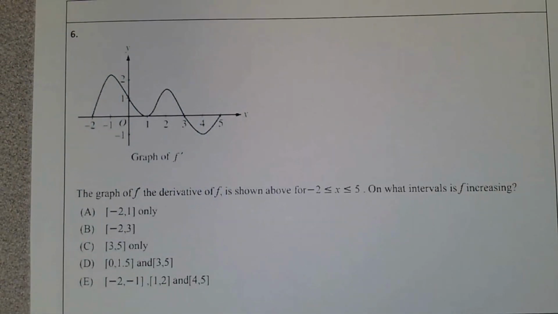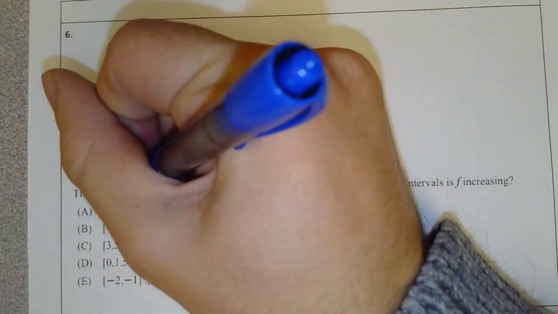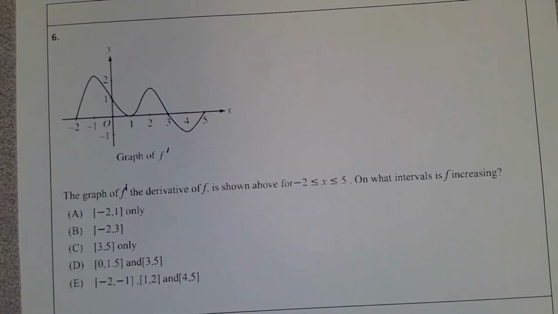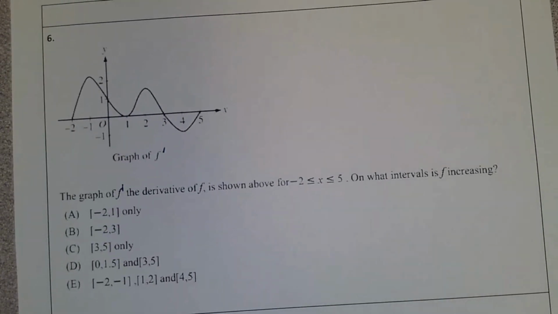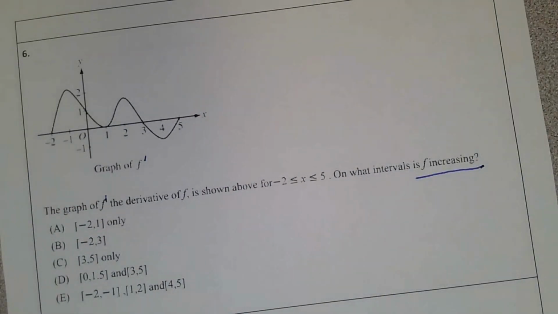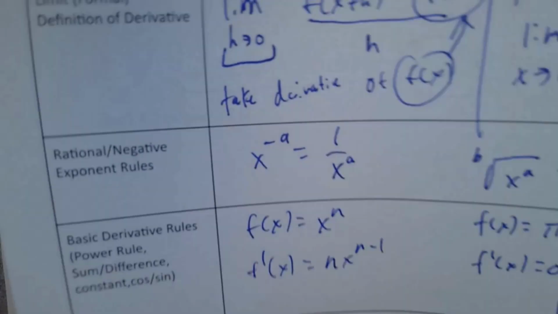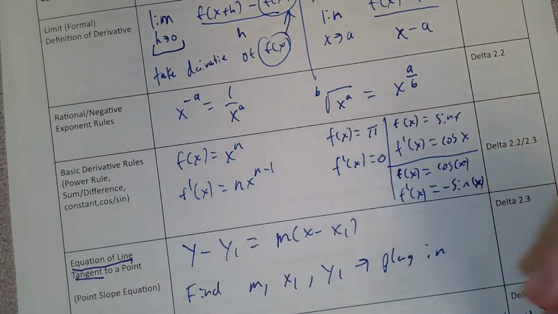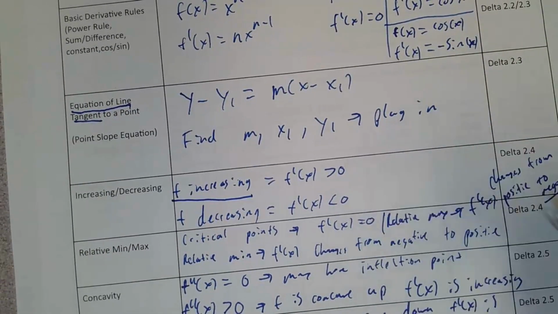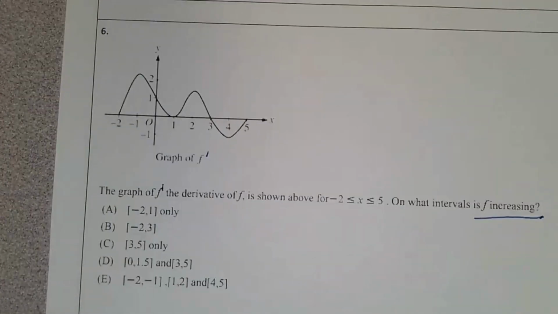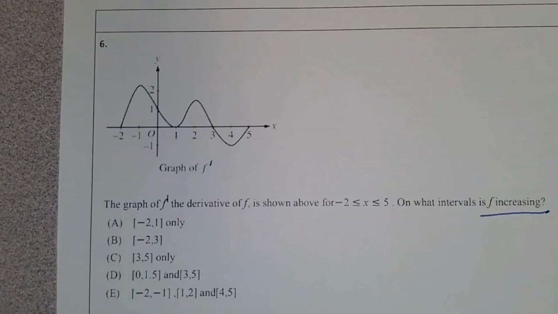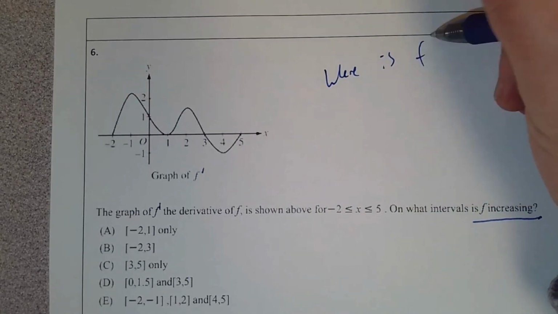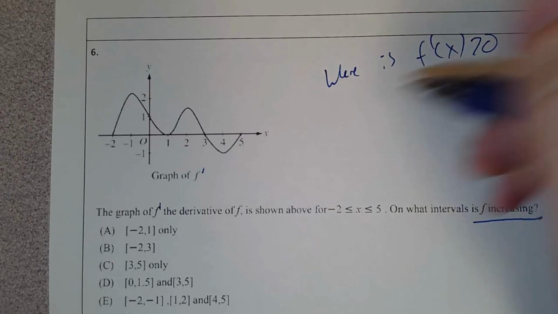The graph of f prime, let me get really clear, this is f prime. The derivative of f is shown above for negative 2 to 5. On what intervals is f increasing? So this is where the notes come in handy, which you can't use on the test, but you can refer to now. You need to know when f is increasing: f is increasing when the derivative is positive. I'm looking at the derivative. So where is the derivative positive here?